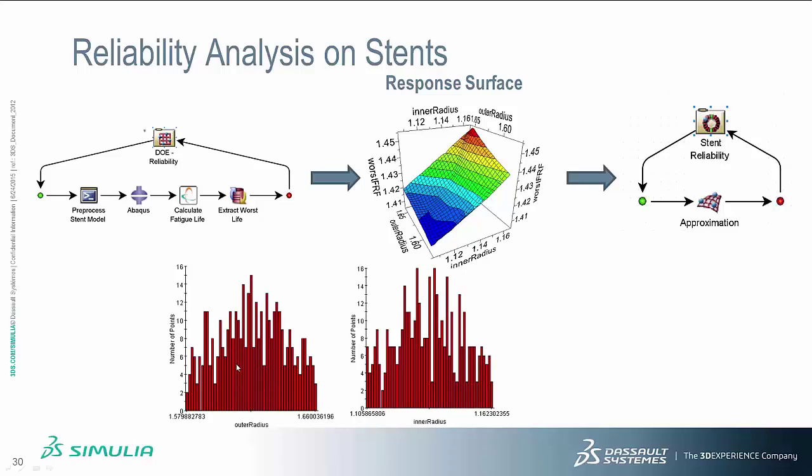As you can see in this graph, the y-axis, number of points, tells you how many points belong to what value of the radius for the different combinations of radii that have been tested. As you see, there's a good bell-shaped curve, and this is the result of the reliability analysis. For a lot of iterations, a lot of points, where each point is one value of inner radius and one value of outer radius, the worst fatigue factor does not change.